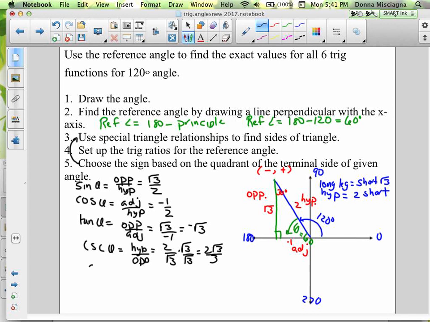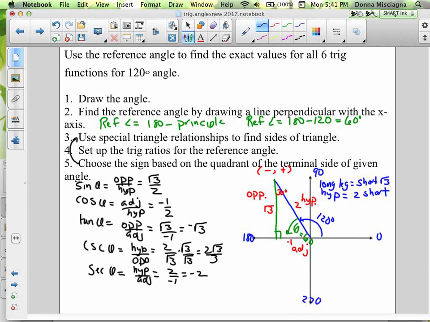Then we have secant theta, which is hypotenuse over adjacent. Hypotenuse is 2. The adjacent side is -1, right? That's just going to be -2.